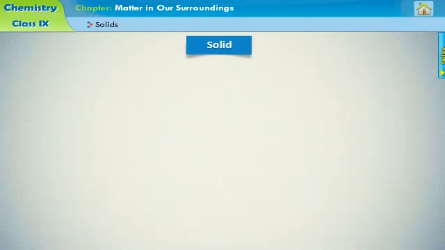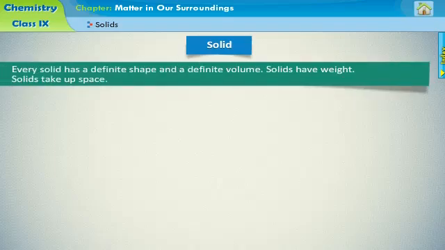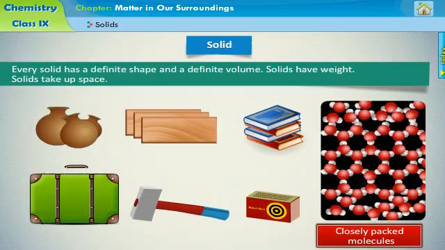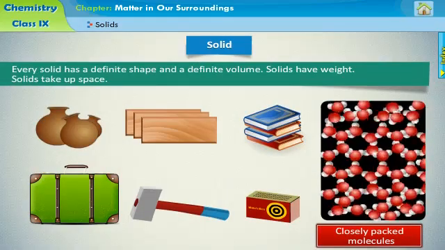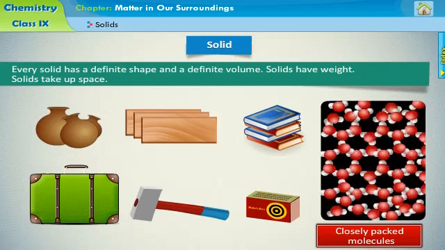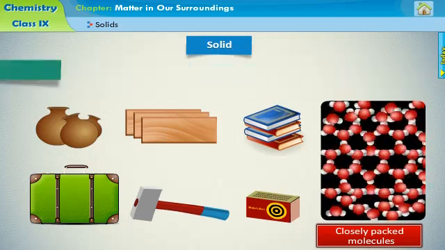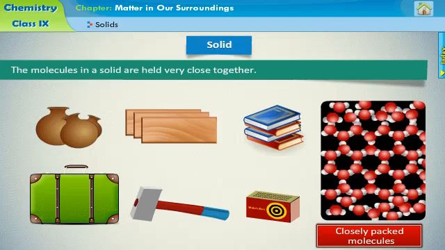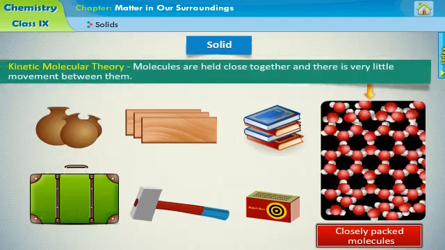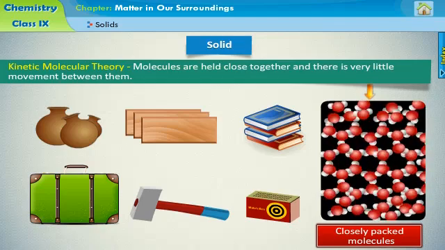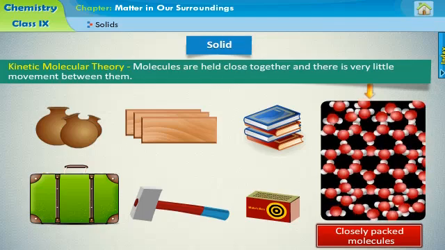Let's understand solid. Every solid has a definite shape and a definite volume. Solids have weight. Solids take up space. The molecules in a solid are held very close together. Kinetic molecular theory. Molecules are held close together and there is very little movement between them.